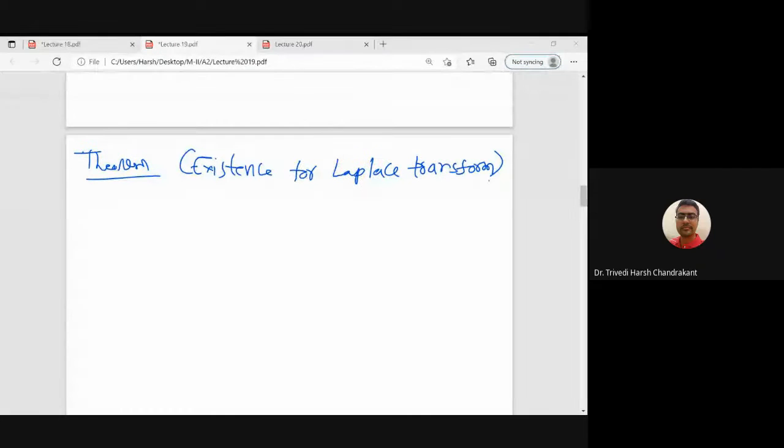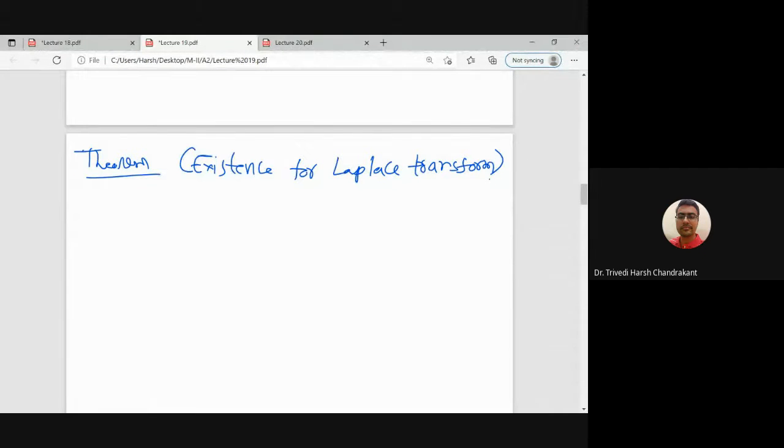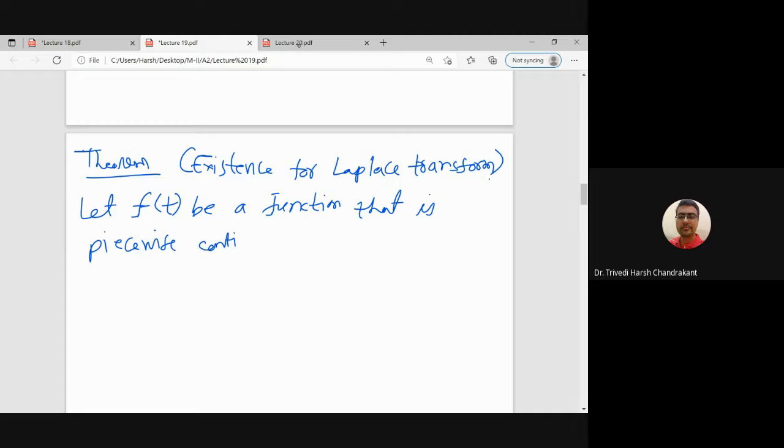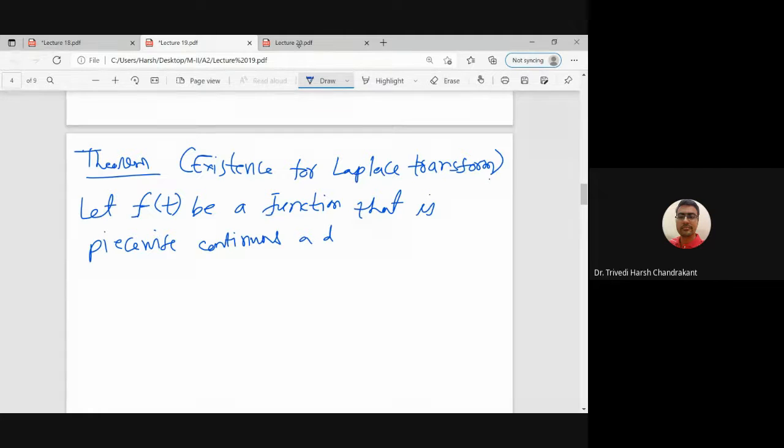Earlier we discussed that we only need f(t) to be an integrable function because we are integrating it from 0 to infinity, e power minus st f(t) dt. But in fact we need something more. Suppose we have the function, let f(t) be a function which is piecewise continuous on every finite subinterval.